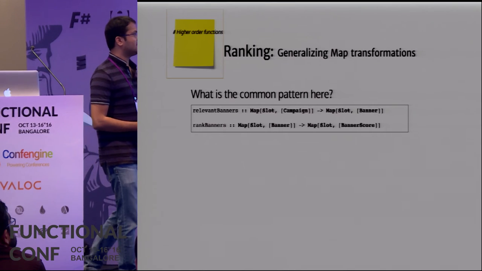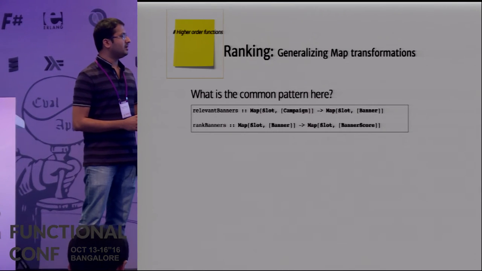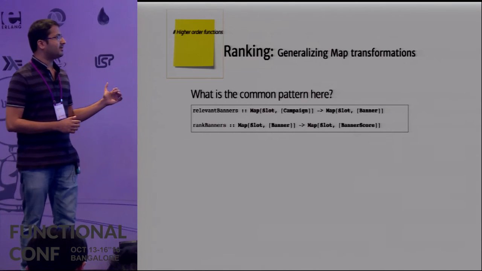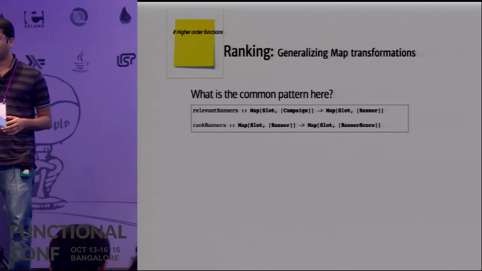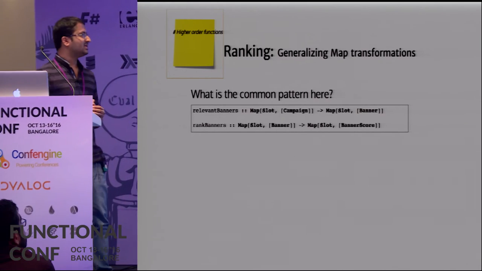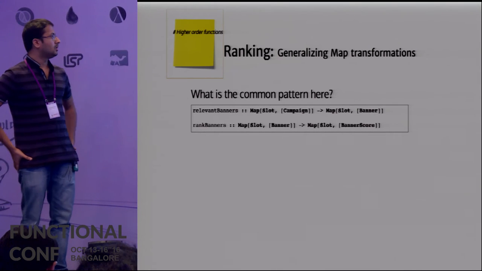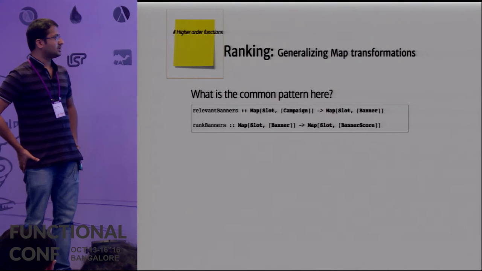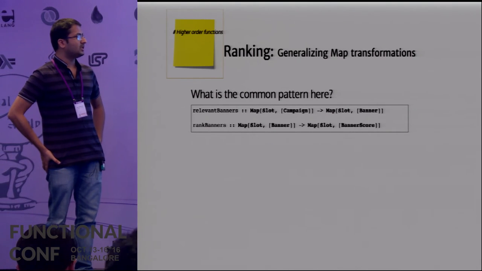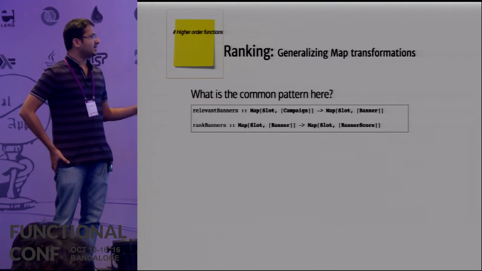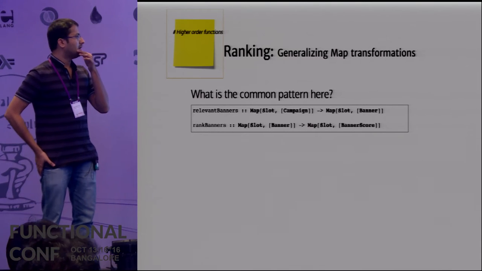One thing you may notice is that there is a common pattern here between relevant banners and ranking banners. The pattern is that both of these methods take a map as input and return a map as output. And if you see the type signature, the key remains the same in both the input and the output. The only thing that changes is the value.